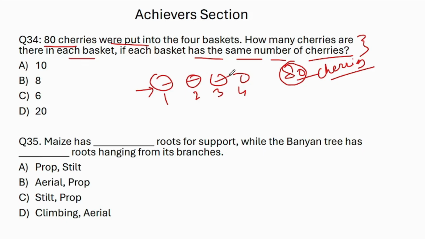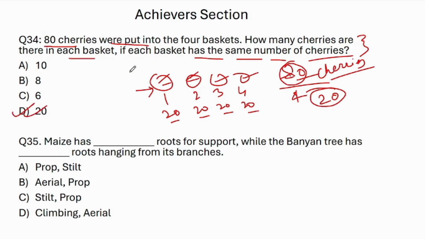So in this scenario, what do you do? You divide the total number by the number of parts it needs to be divided into. So here you have 4 baskets, total number is 80, 80 divided by 4, which is 4 2s are 8 and 0, so 20. So in each basket you will have 20 cherries, 20, 20, 20. So 20, 20, 40, 20, 60, 20, 80, right? So 20 is your answer.